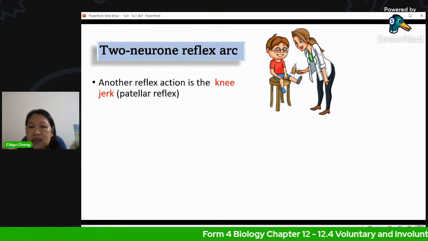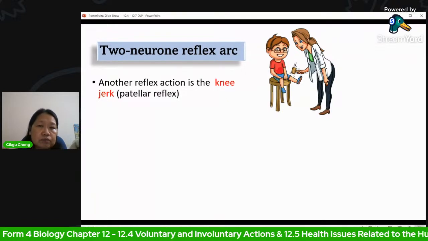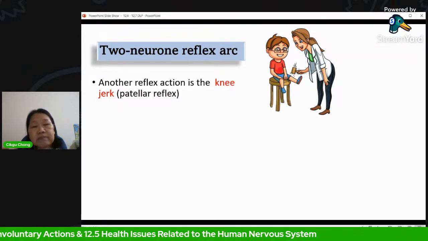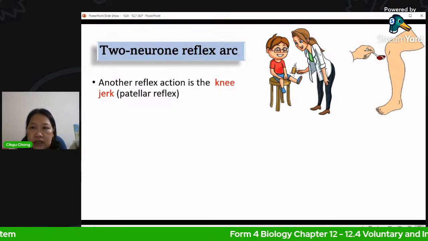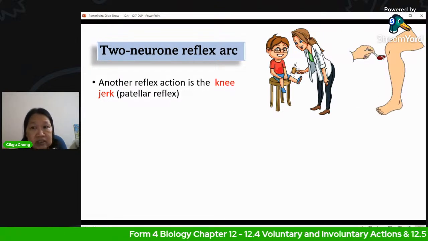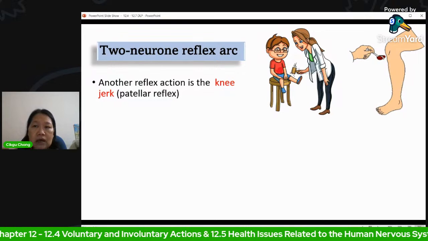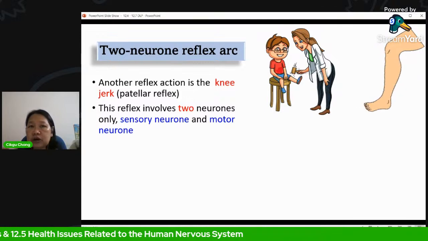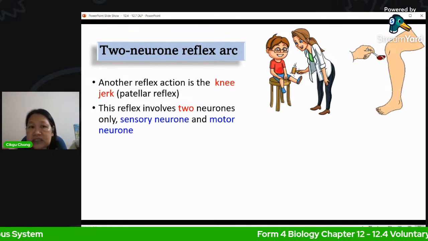You knock a particular tendon below the kneecap. An impulse will be produced and it goes to the spinal cord. The center is still the spinal cord, and then the impulse comes out, and your leg will kick upwards. It will jerk, so that's called the knee-jerk reflex. You can see this picture here. You knock at a specific place below the kneecap, which is called the patella. The patella is the kneecap, there's a bone there. If you knock it correctly, your leg should kick up. This involves only two neurons, so there is no relay neuron. There is only a sensory neuron and a motor neuron for this action.